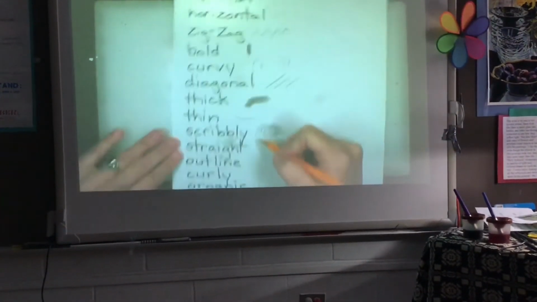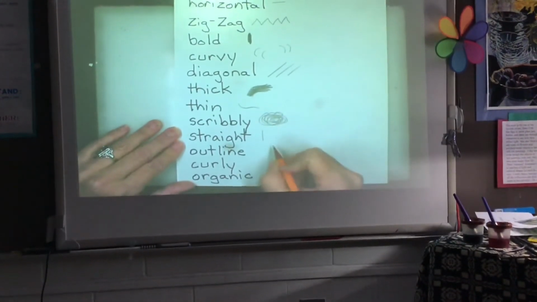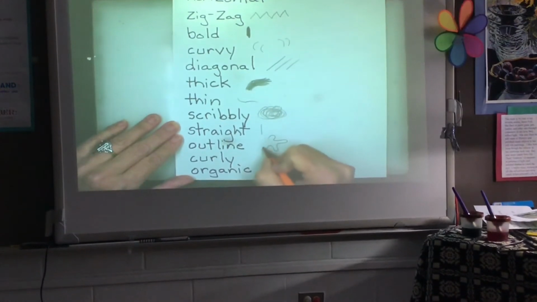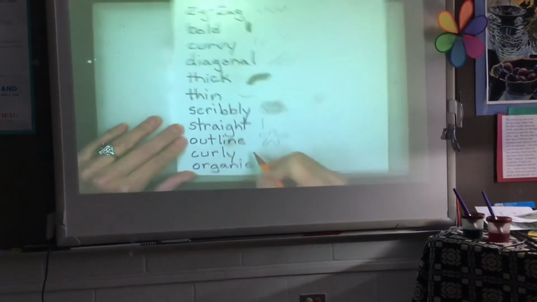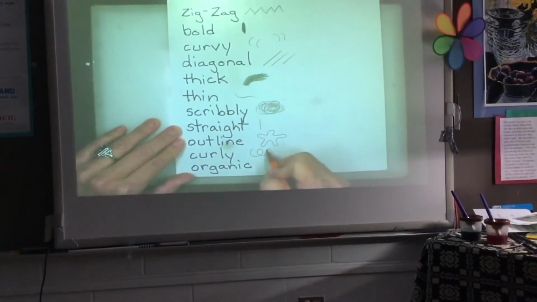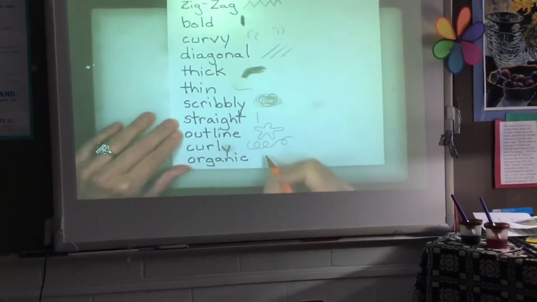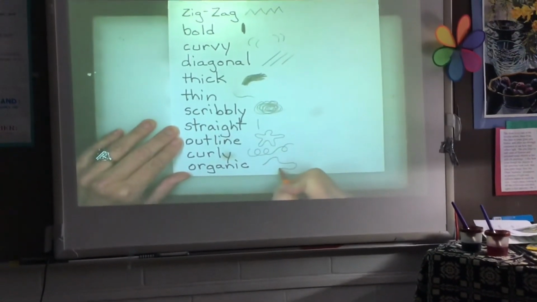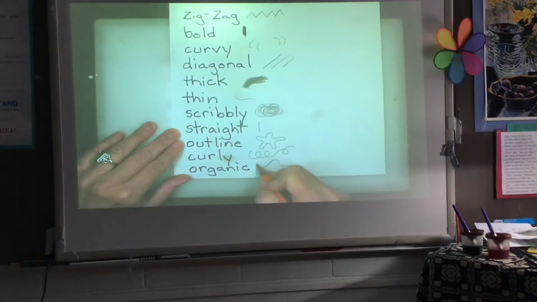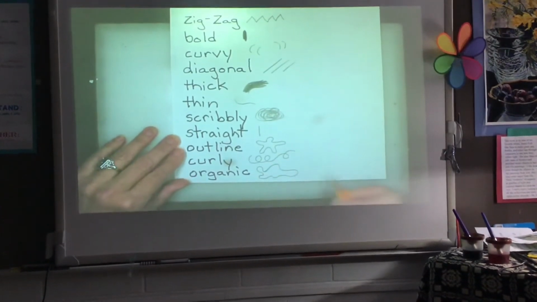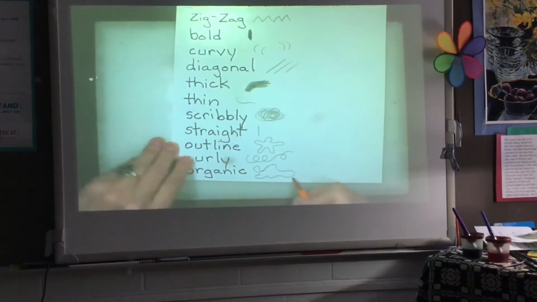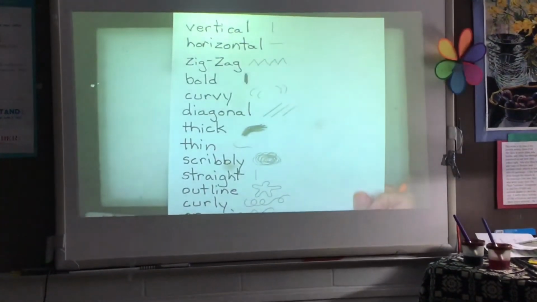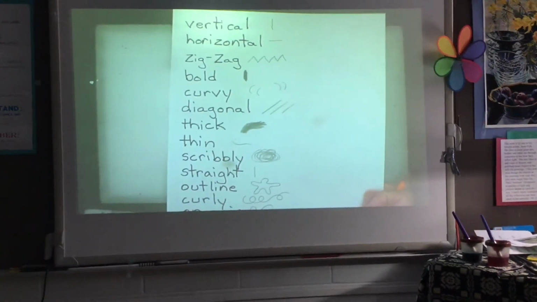Of course, we saw lots of straight lines. And also with Keith Haring, I saw he had outlines. Looked like he had outlines of people. And I saw some curly lines. And then I saw some organic lines, which are the kind you think of in nature. They're very curvy. If you think about it, very few lines in nature are really straight, so we call these organic. So these are the ones that I thought of. Did any of the ones I thought of match some of the ones you thought of?